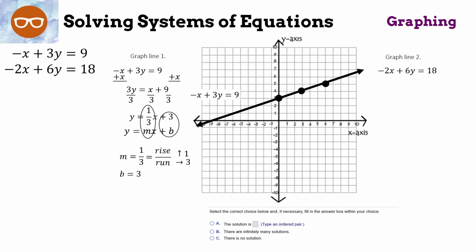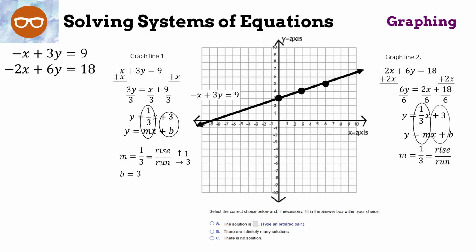Let's do the second line. Negative 2x plus 6y equals 18. I'm going to add 2x to both sides. I have to divide everything by 6 because I'm solving for y. Now, I'm going to write y equals mx plus b right underneath it. Now, I can circle my slope, which is 1/3, and that's rise over run. I'm going to circle my y-intercept, which is 3.